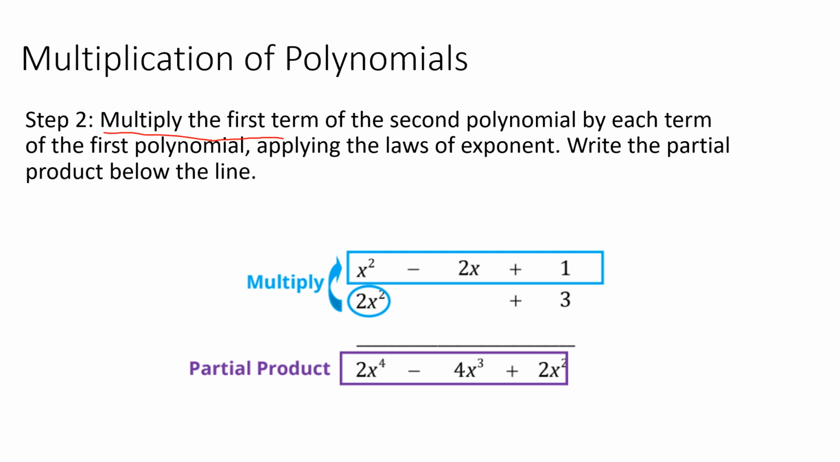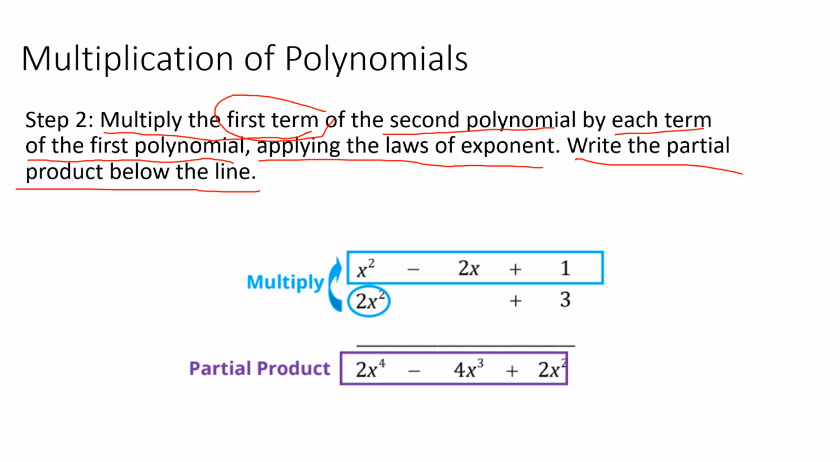Step 2. Multiply the first term of your second polynomial by each term of the first polynomial, applying the laws of exponent that we discussed in our first lesson. And then write the partial product below the line given. So as you can see here, for the second polynomial, our first term is 2x squared. Multiply 2x squared to each term of our first polynomial. So 2x squared times x squared, we have 2x raised to 4. 2x squared times negative 2x, we have negative 4x cubed. 2x squared times 1, we have positive 2x squared.